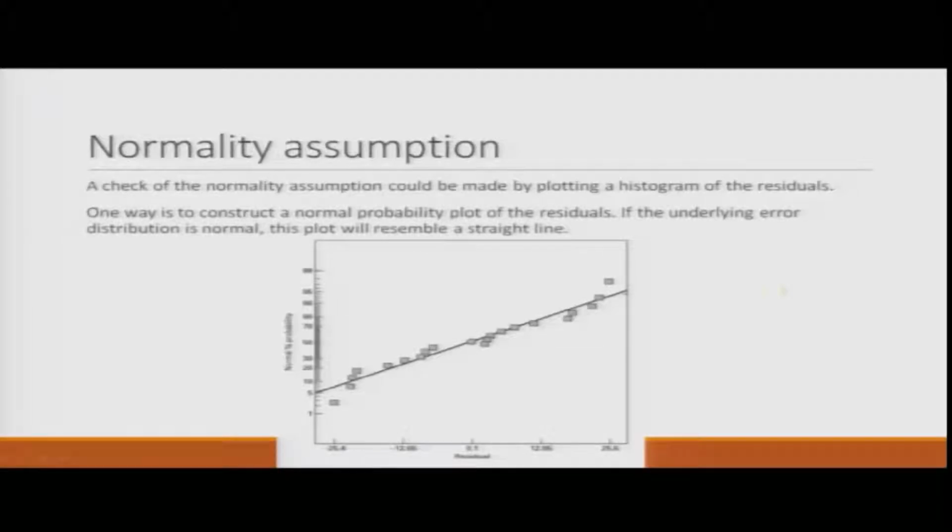A check of the normality assumption could be made by plotting a histogram of the residuals. Residuals means the epsilons which I am calculating. One way is to construct a normal probability plot of the residuals. If the underlying error distribution is normal, the plot will resemble a straight line, because I am taking the QQ plot. So, it will be a 45 degree line.